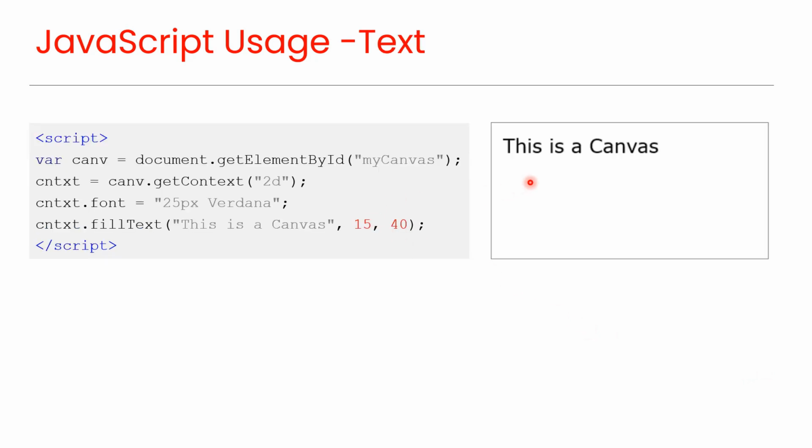To add text to a canvas element, you can use this code. Here we are specifying the font size and family. And here we are specifying the text and the starting coordinates. And you can see the preview here.